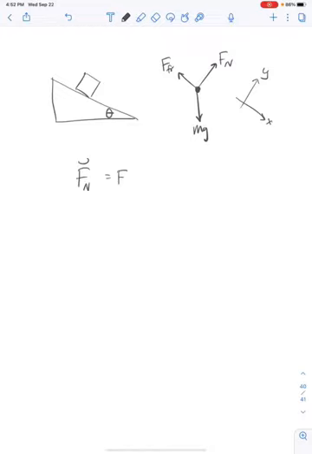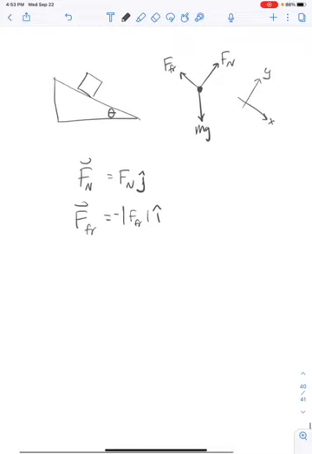is going to be only in the j-hat direction, right? Frictional force is only in the negative i-hat direction, along negative x. And now gravity is the one that's a little bit tricky, right? So for gravity, we want to think about the angle of this gravity vector in this coordinate system, okay?